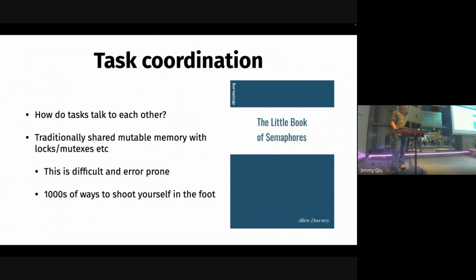Traditionally you'd use mutable memory with lots of mutexes. It's really hard and you'll kill yourself doing this, and I have done a lot of times. This is a great book, The Little Book of Semaphores. It's free online. I think you can Google this and find it.